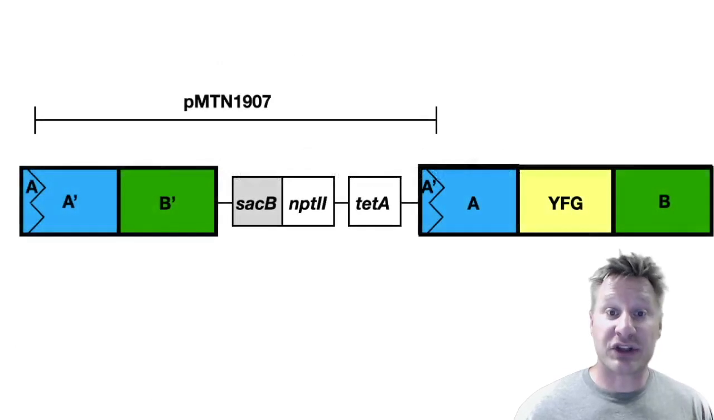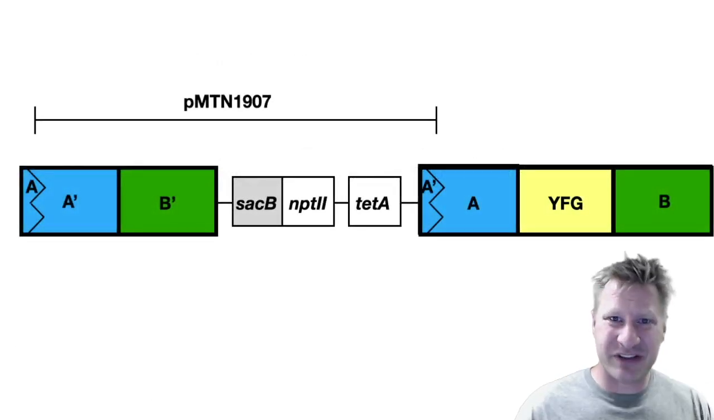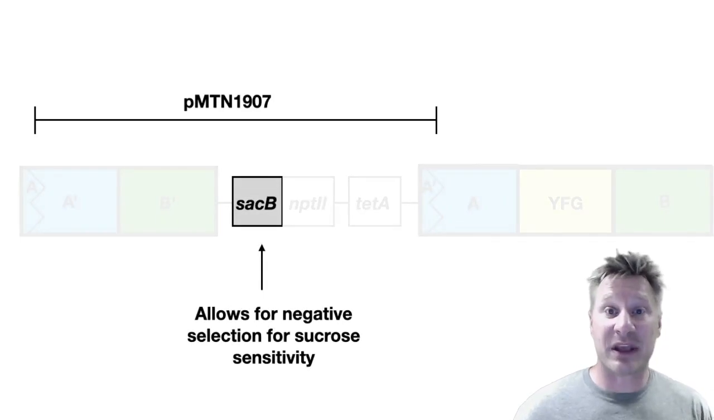All right, when I showed this originally, I showed the plasmid integrated into the genome one way, but it can actually go into the genome a couple ways, which I'll show you in one slide. But first, I just want to highlight again that SacB is going to provide sucrose sensitivity, so it allows for counter selection against the presence of the plasmid.